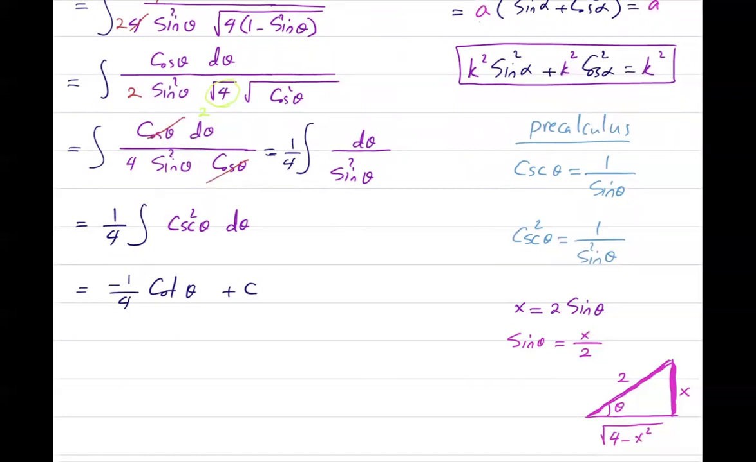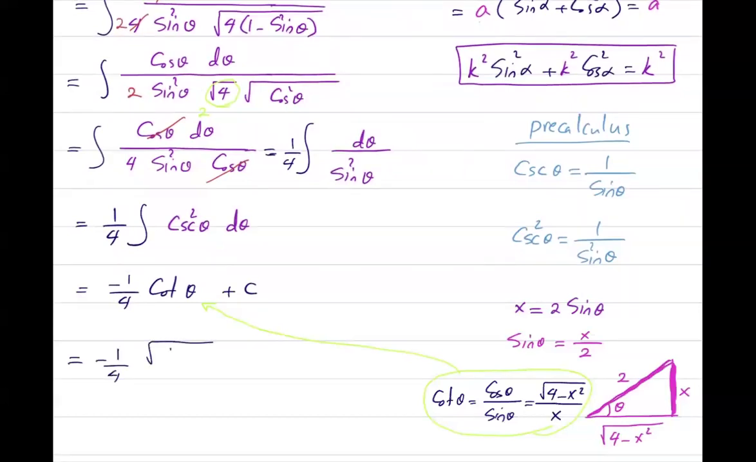So what's the meaning of that? It means that I can write cotangent of theta, which is cosine of theta divided by sine of theta, which is basically square root of 4 minus x squared divided by x, and substitute this for cotangent here. So your integral is negative 1/4 square root of 4 minus x squared divided by x plus constant of integration.